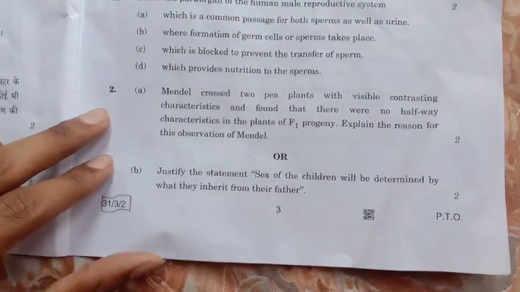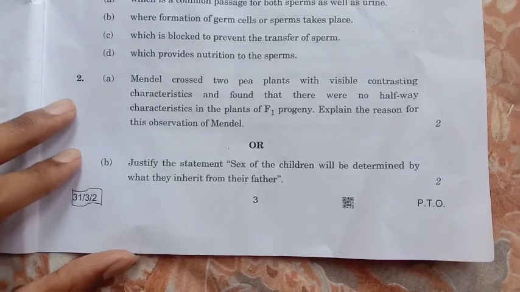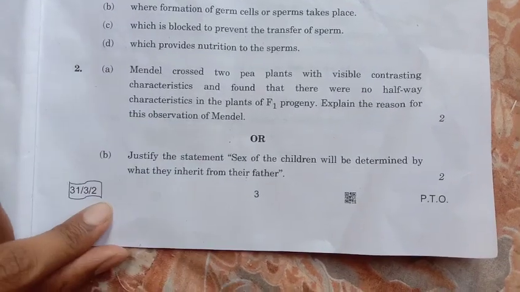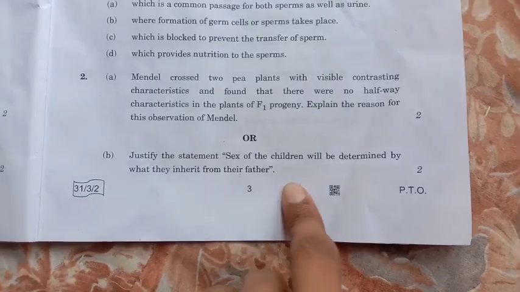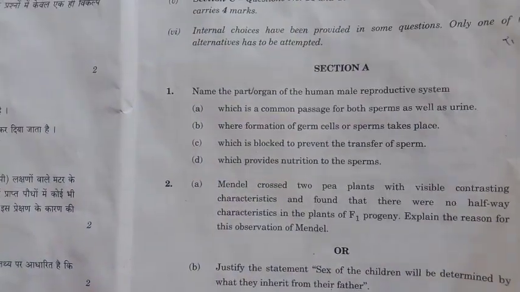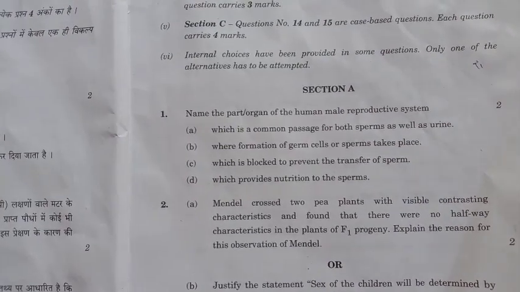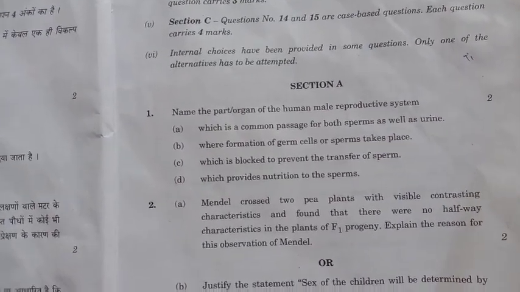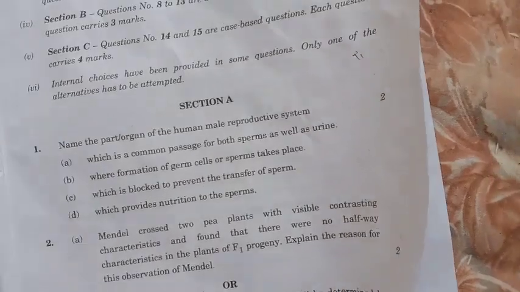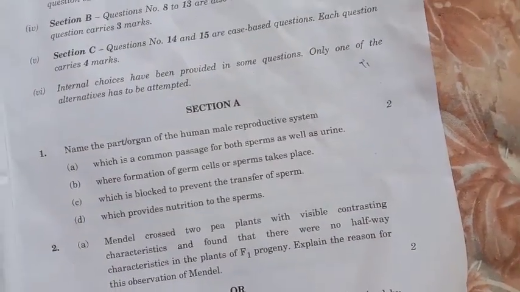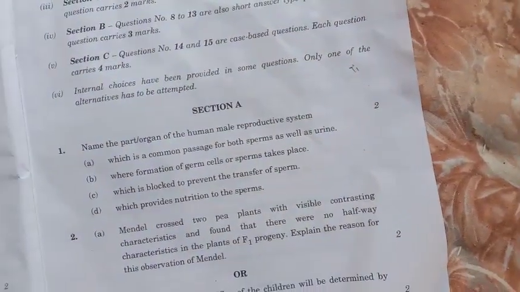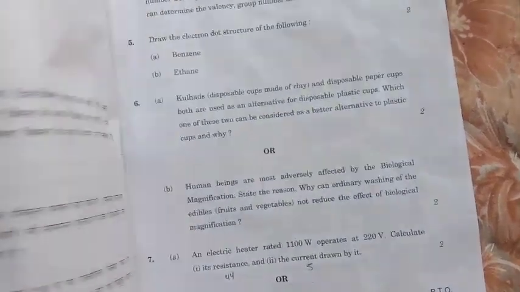So now we will go to the second question, the Mendel cross. I had not attempted this question, but I had attempted the B question. In this justification, I wrote that the father can send either an X or a Y chromosome, while the mother always sends an X chromosome. Then I wrote a few points and defined that the sex of the children is determined by what they inherit from their father. So you should also have done this.